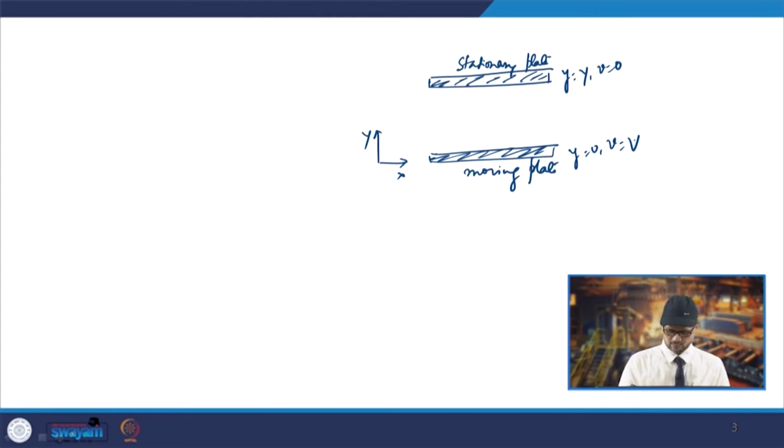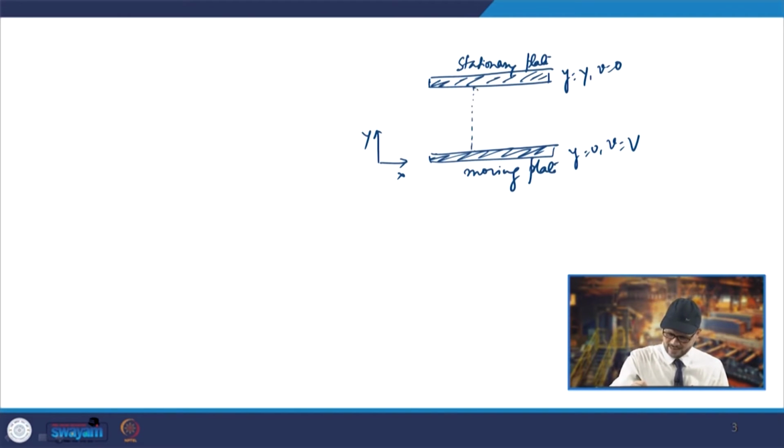And if you assume that there is no slip in this case, what will happen is that the layer of fluid will start moving with the velocity v. In between there is fluid. So, once you are moving it, the fluid which is in contact with this moving plate will also start moving with velocity v. And this is stationary.